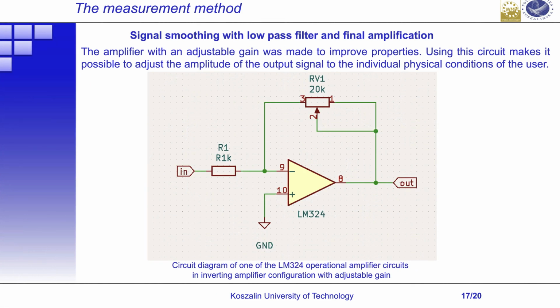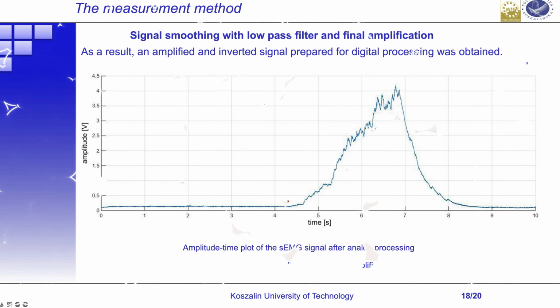A final inverting amplifier with an adjustable gain was made to improve its properties. Using this circuit makes it possible to adjust the amplitude of the output signal to the individual physical conditions of the user. This circuit was made similarly to others in the previous sections on the LM324 operational amplifier. The wiring diagram of the circuit is shown in the picture. As a result, an amplified and inverted signal prepared for digital processing was obtained.